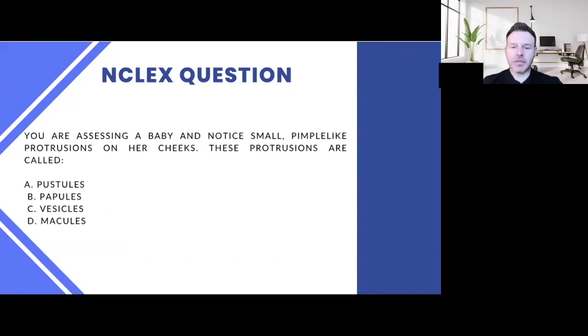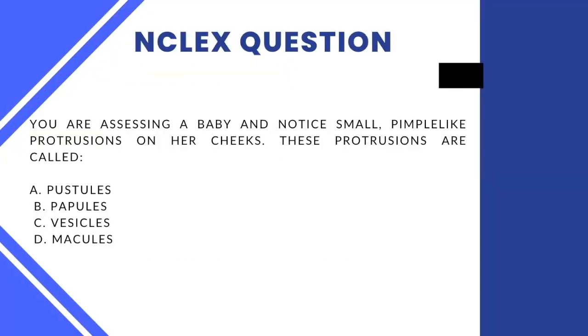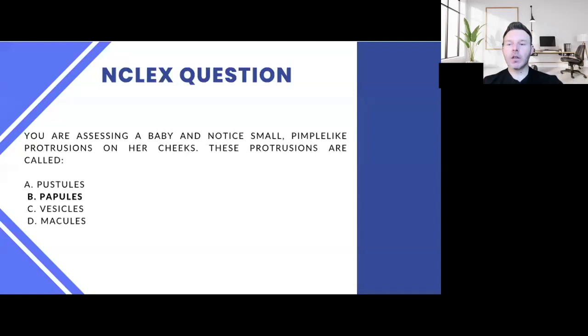Our next question: you are assessing a baby and notice small pimple-like protrusions on her cheeks. These protrusions are called. Correct answer is B, papules. These are freebie questions. If you get something like this on the NCLEX, you need to get it correct, right? So these are just definitions. So if you haven't watched my other video on skin disorders where we talk about all these, go ahead and view that one if you got it incorrectly. But the correct answer again is B.